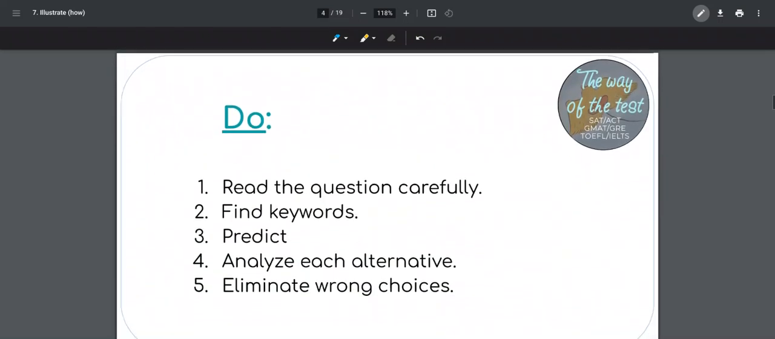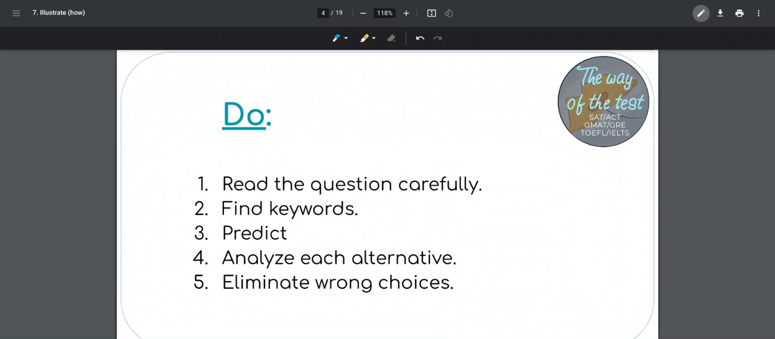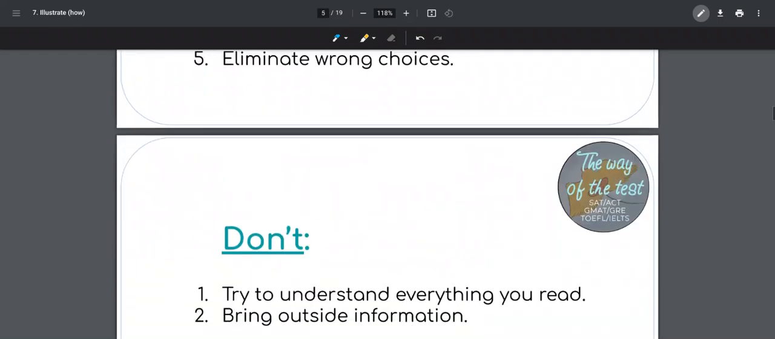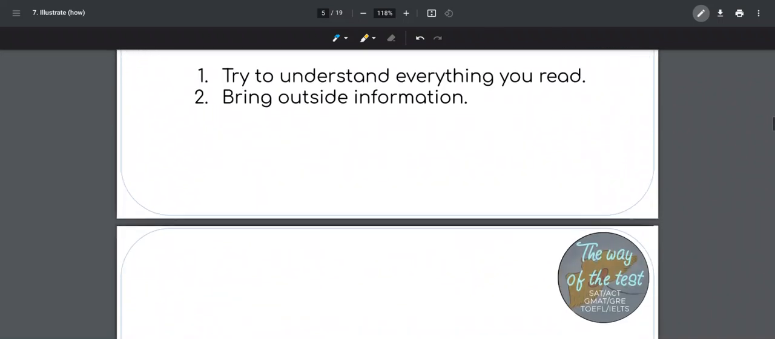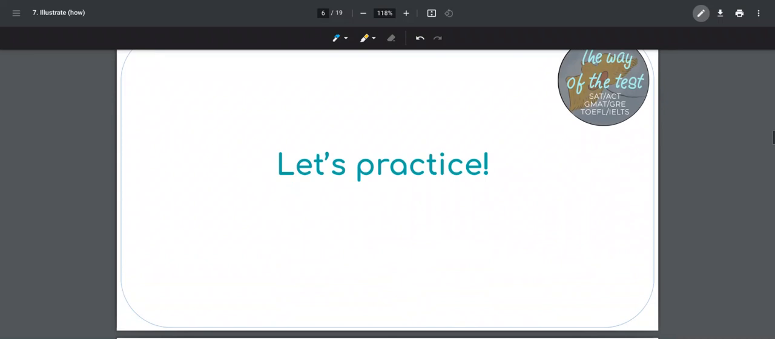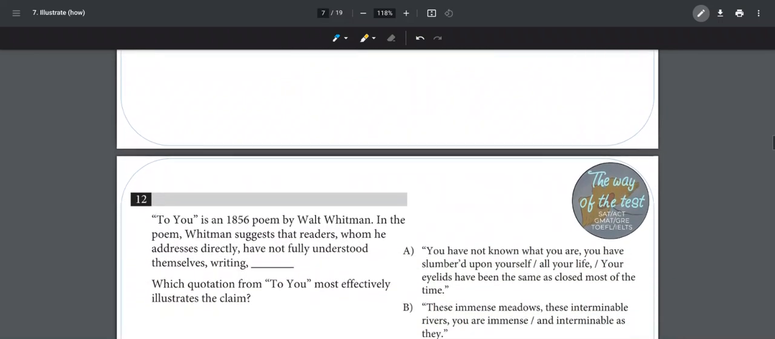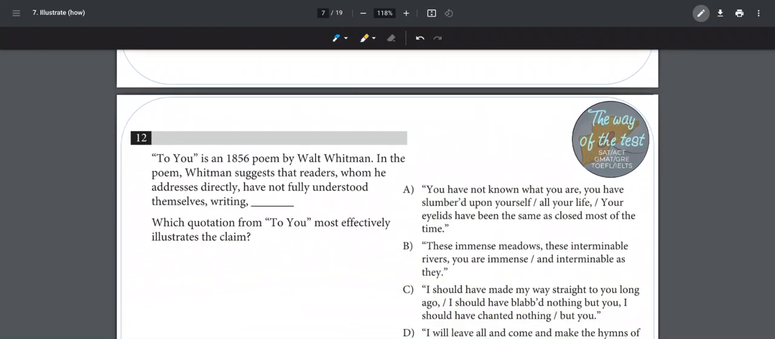The strategy goes like this. It is pretty much the same or very similar to previous strategies. We read the question carefully, we find keywords, we predict, we analyze, and we eliminate the wrong choices. Things we don't do, it's pretty much the same thing. You don't have to copy this. And we are going to check the question. First, I'm going to explain the question before I give you time to solve it.